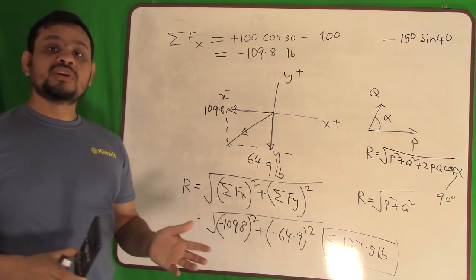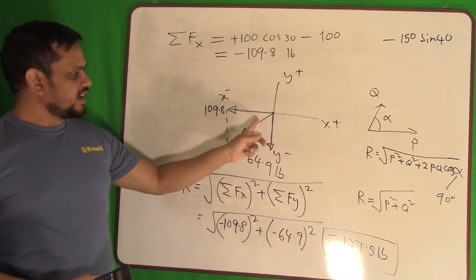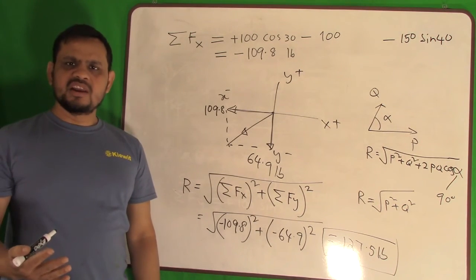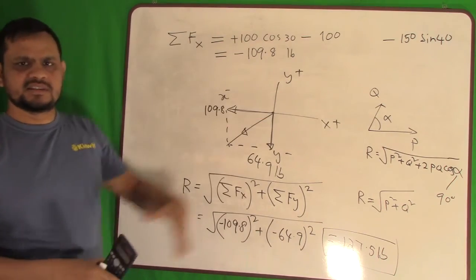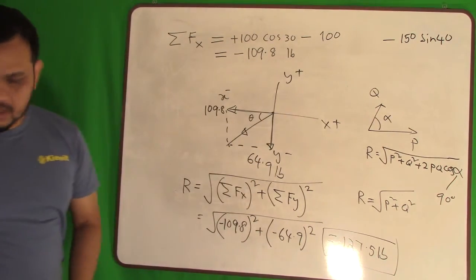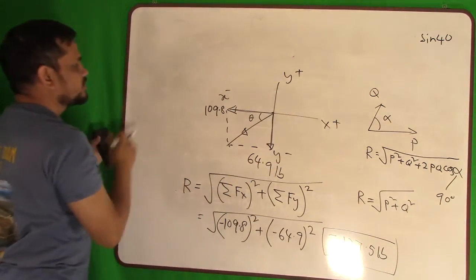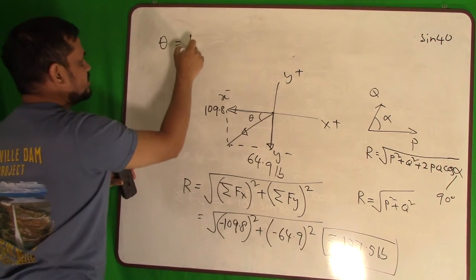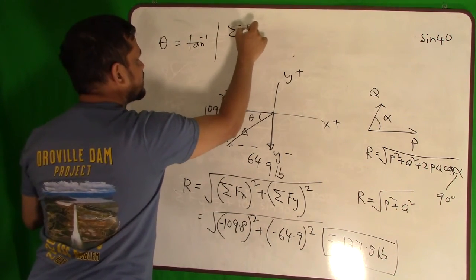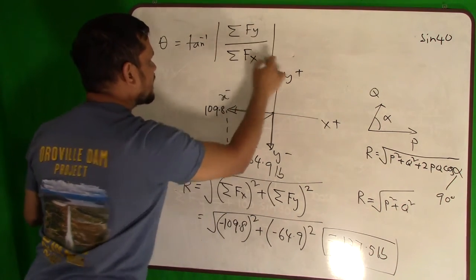But we need to know the direction also. The direction. How to find this angle or this angle, whatever angle it is. Typically, we try to find the angle with respect to the horizontal axis. So this angle. If it is theta, how to find it? You can find the angle using this rule: theta equals tan inverse of summation of Fy over summation of Fx.